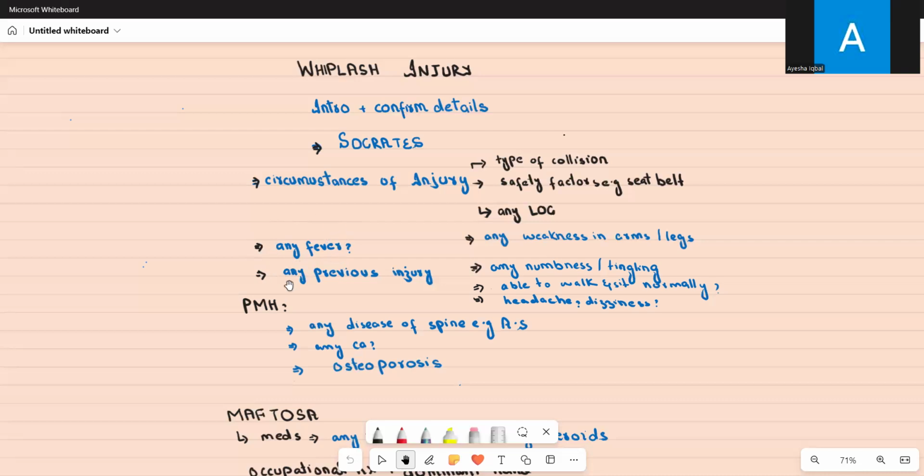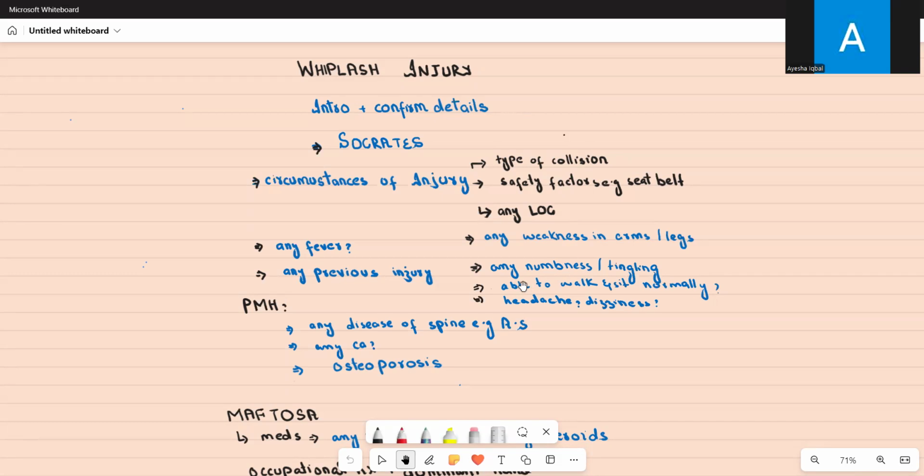Then any previous injuries at all. If there were previous injuries, then it means that the impact of this injury is going to be much more severe. These questions are about complications basically. So any weakness in the arms and the legs? If there is any weakness after the injury, then it means that the spinal cord is involved, and there are neurological sequelae. So the injury is much more severe and there is damage to the spinal cord.